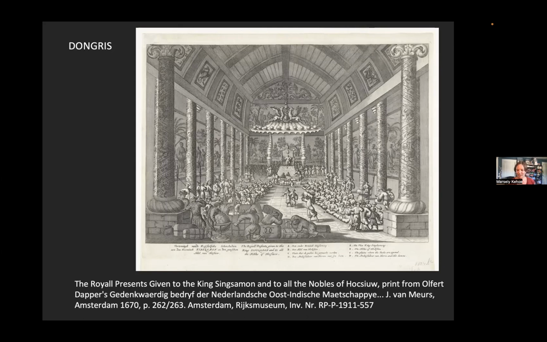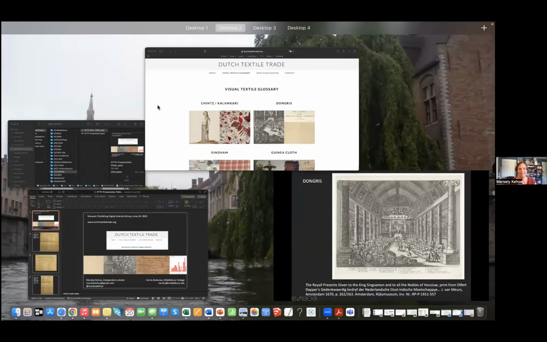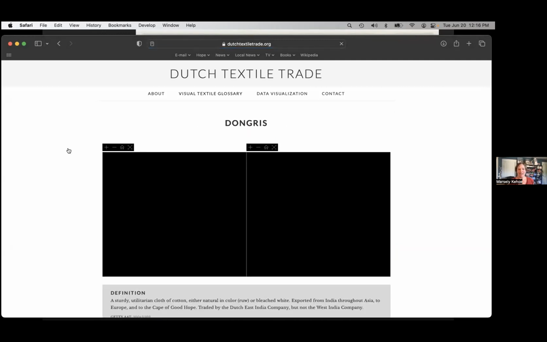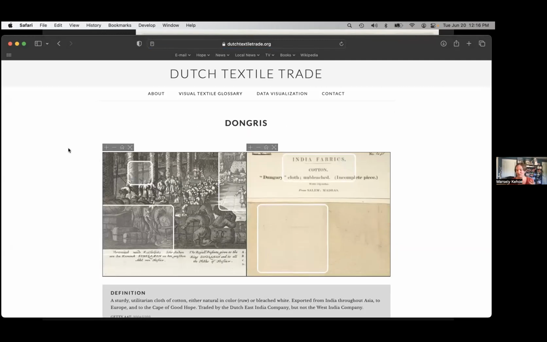I'm going to show you briefly what this looks like on our website. Let's see. All right, are you seeing the white background website now? Okay, nodding, thank you. So this is our textile glossary. If we go to the dongris entry, we are presented with 2 paired images, so making sure that the visual and the material data is up front.